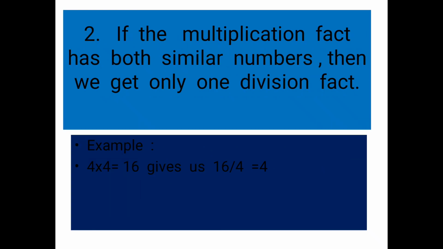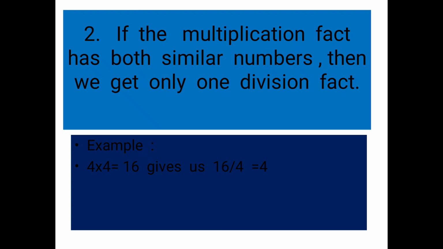Now see children, second one, if the multiplication fact has both similar numbers, then we get only one division fact. Children, it is very simple. In the first rule we were multiplying two different numbers. Here we are multiplying the number by the same number, means multiplicand and multiplier both are the same. In that case we will get only one division fact.